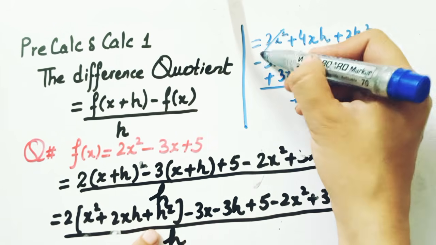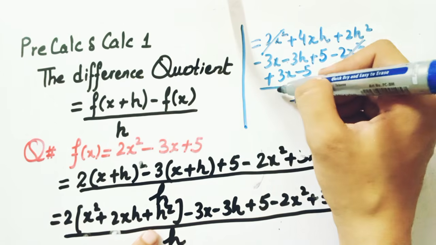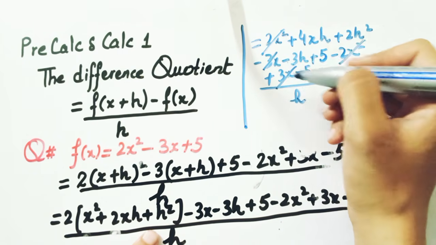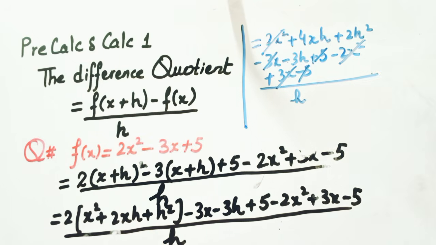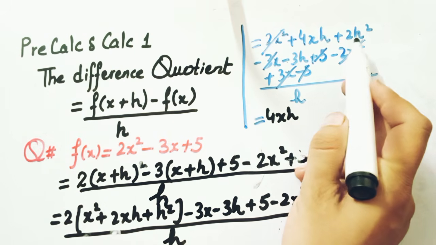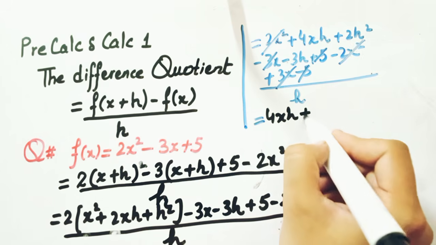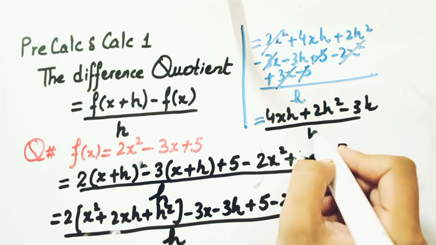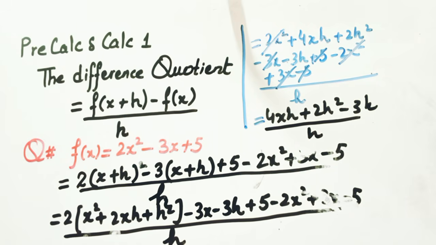Now 2x square and 2x square cancel out. 3 of x and 3 of x cancel out. Plus 5 and minus 5 cancel out. Remaining is 4xh plus 2h square minus 3h, and in the denominator we have h.